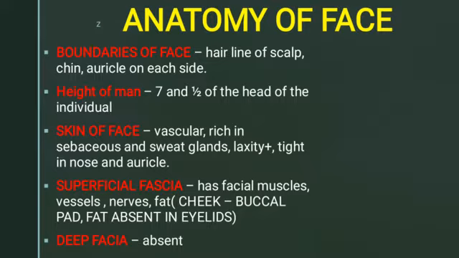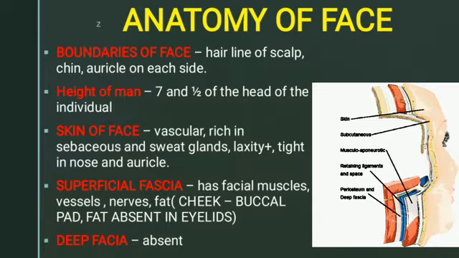But in nose and auricle, the skin is tightly adherent to the underlying cartilage. Hence, boils are more common in these areas and are extremely painful. The underlying superficial fascia or the subcutaneous tissue contains the facial muscles, the vessels, and the nerves, also with a variable amount of fat. The fat is more abundant in cheeks, called buccal fat, especially in children. However, fat is absent in eyelids.